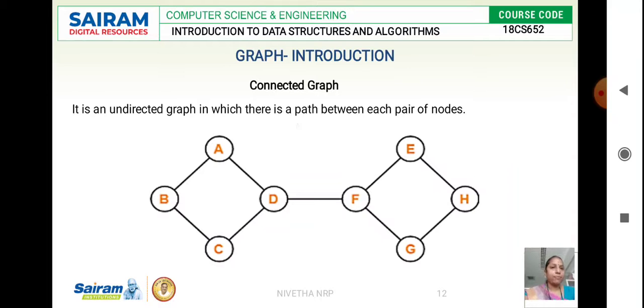Next is connected graph. Okay, when do you say a graph is connected? We say a graph is connected when we have a path between each pair of nodes. See, when can I say it is a connected graph? When I have a path from a particular node to the other node. So from A to D I have a path. From D to C I have a path, and C to B I have a path, and B to A I have a path again. So this is called a connected graph. When you start with the starting vertex and there is a possibility of visiting all the nodes in the graph, you say that is a connected graph.